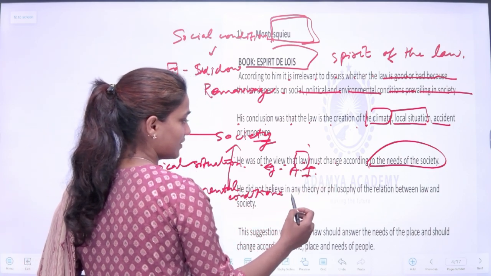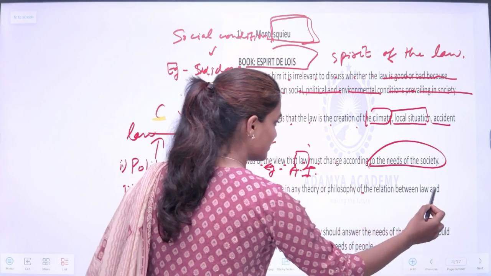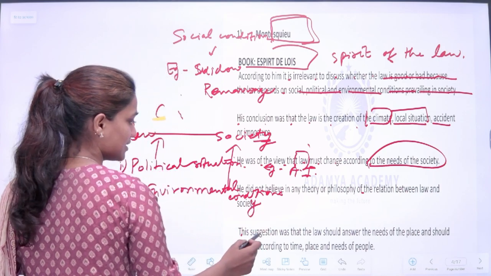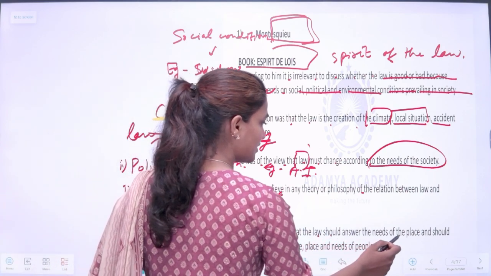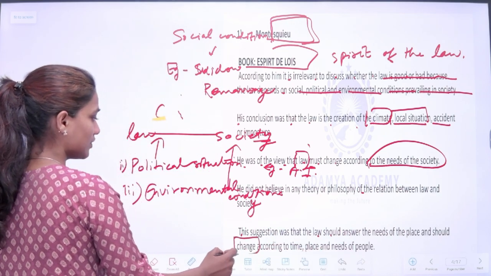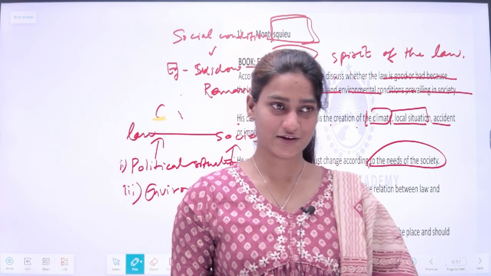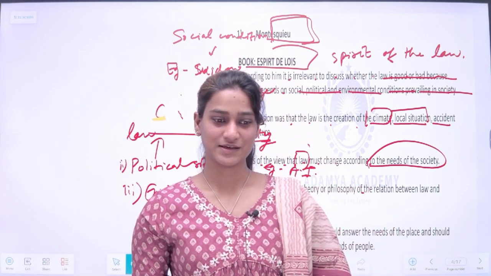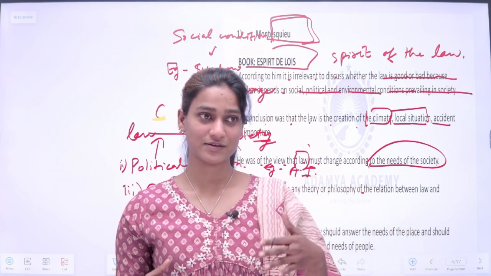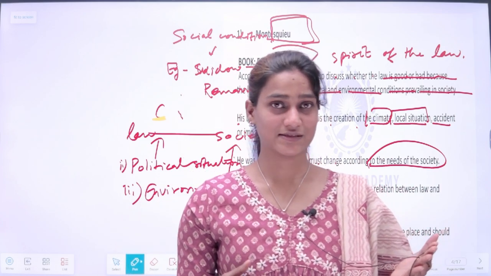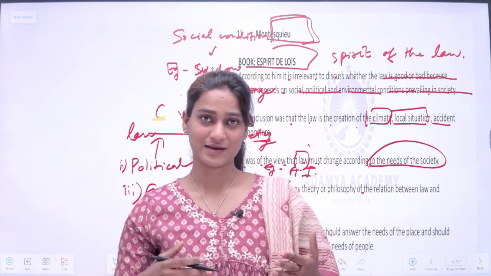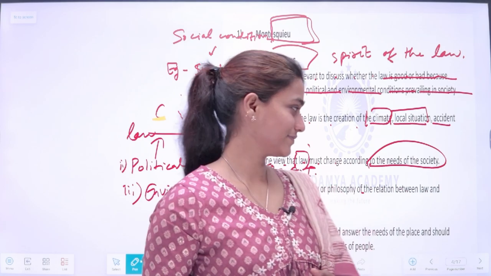He did not believe in any theory or philosophy of the relation between law and society. His suggestion was that the law should answer the needs of the place and should change according to time, place and needs of people. So the keyword here is change. He meant that the law should change according to the needs of the society. If society A needs a different law, then the law should be different for that society. And similarly, if society B is on a different path of development, then the law should be different for that society.